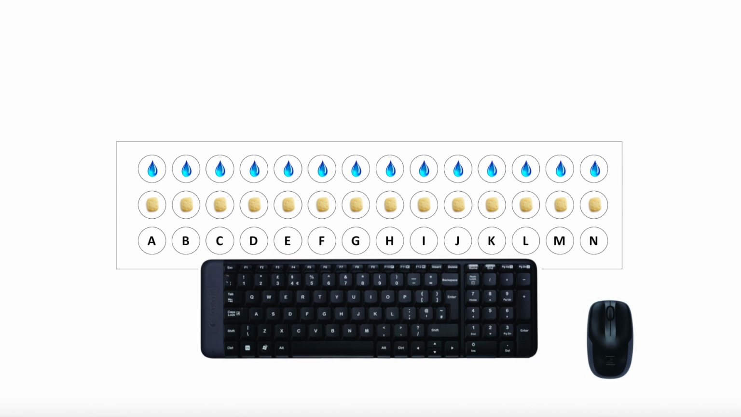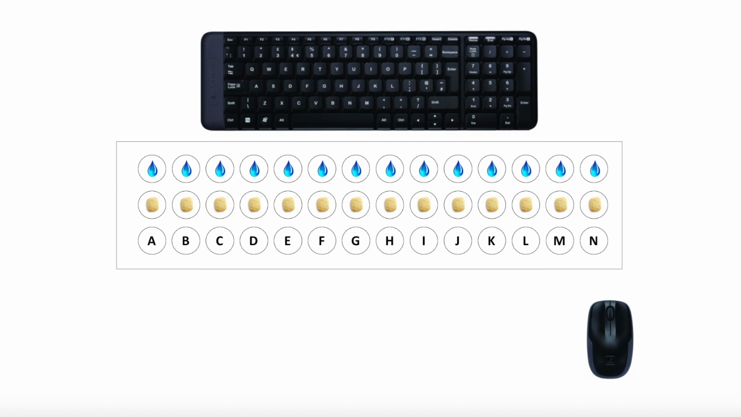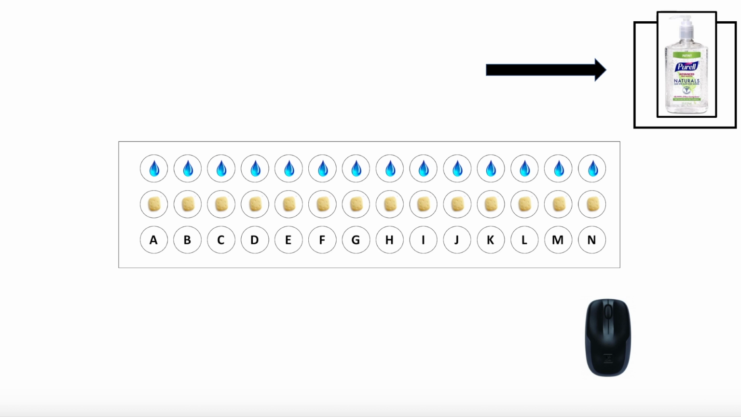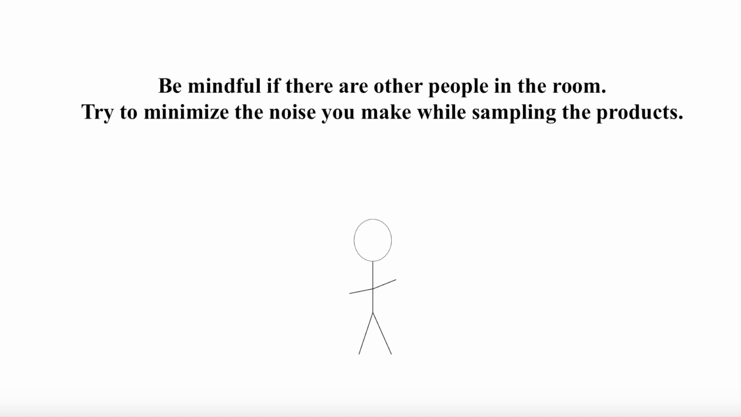Please move the keyboard from in front of you to the space behind the juice samples so you're able to reach the samples easily during the task. Keep your mouse nearby because you'll use it to make your ratings. Note that in the right-hand corner there are several napkins and hand sanitizer. Feel free to use these anytime you need to. And one last thing. Be mindful if there are other people in the room and try to minimize the noise you make while sampling the products.